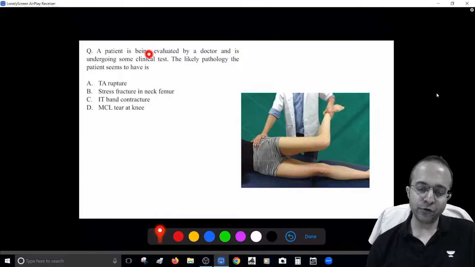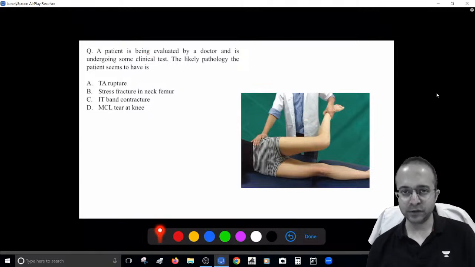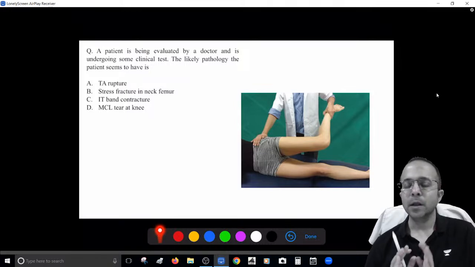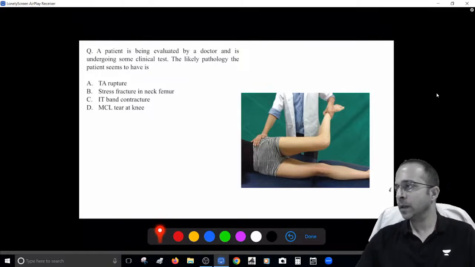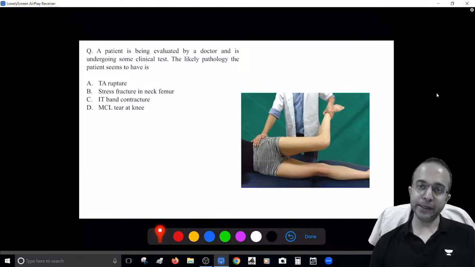There's a patient who's being evaluated by this doctor, and he's performing some kind of a clinical test on this patient. Looking at this image, you have to tell me the likely pathology for which this patient is being examined. Please submit your choices. What do you think is the problem in this picture?